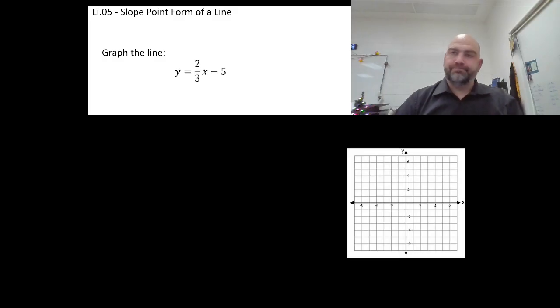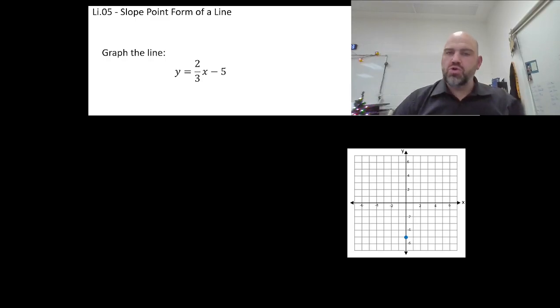Start with our graph, it's the first part, and go to our starting point. Well, this is in slope-intercept form, so our starting point is going to be our y-intercept, which happens to be -5, which is right there on the bottom of our graph. Okay, little blue dot. From there, we are going to use our slope in order to find our second point.